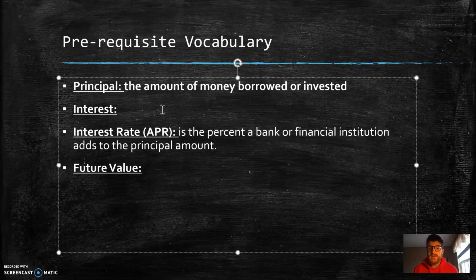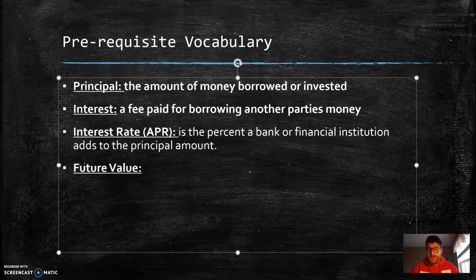Interest. Interest, we all have an idea of that. You might have charged a little brother or a little sister interest at some point in your life, where they're like, hey, let me borrow $20. And you're like, sounds good, give me back 25. That's interest. So interest is a fee paid for borrowing another party's money, usually from a bank, right?